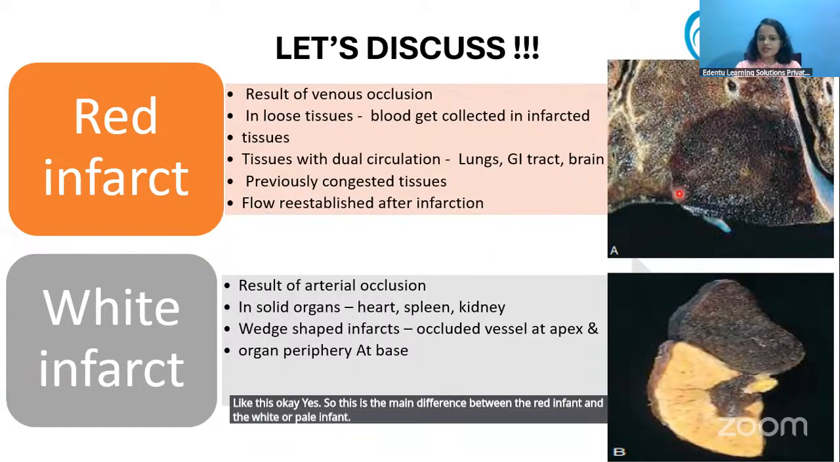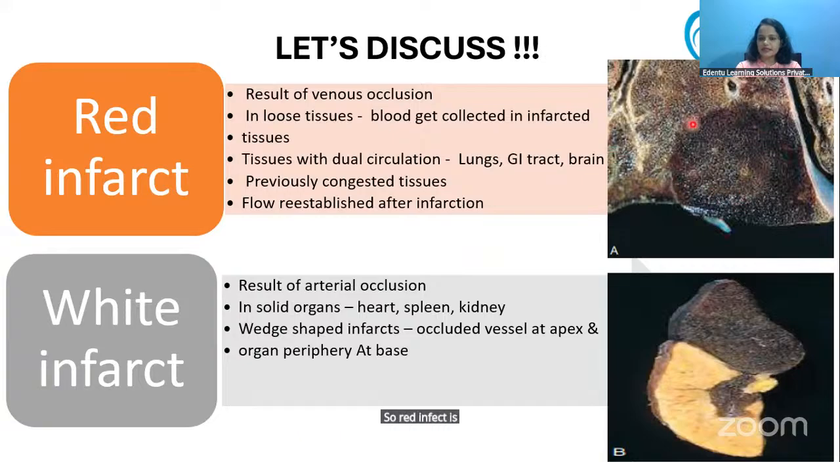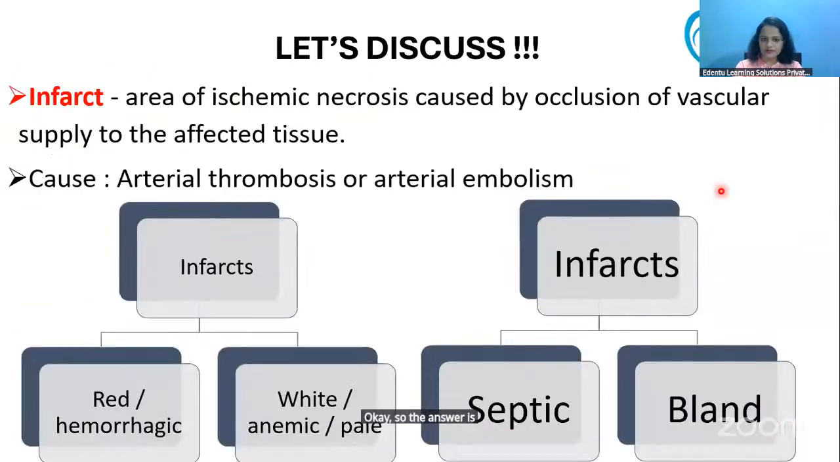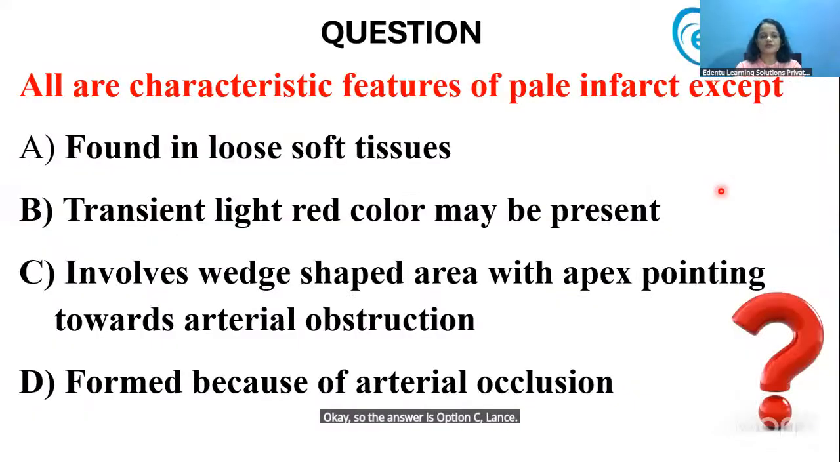So red infarct is usually seen in loose tissues like the lungs. So the answer is option C, lungs. Now next question, another question that is related to infarct.